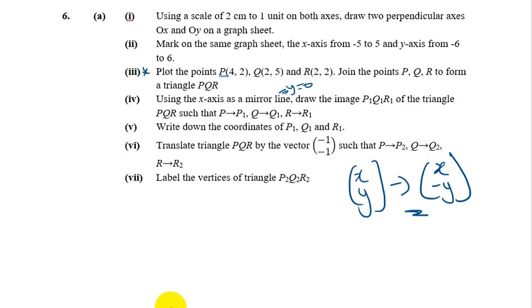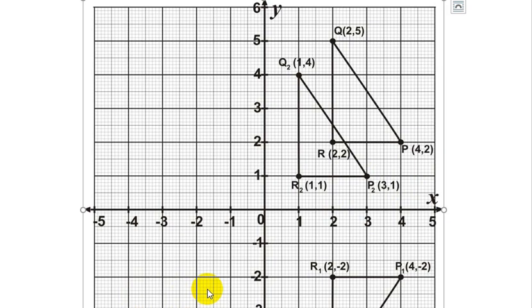Then they said the next one is translate. When we are translating, we add the vector to the point to get our new point. Then after that, we are told to label our vertices. Okay, so that is it. I want us to look at how the diagram will look. Okay, this is how it will look.